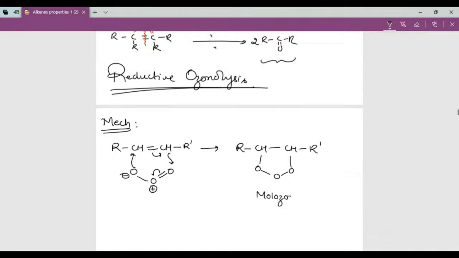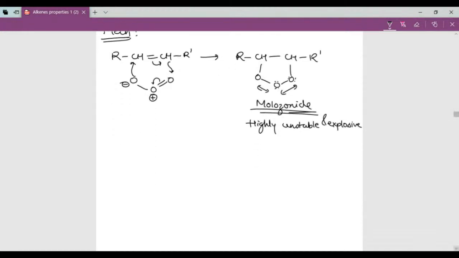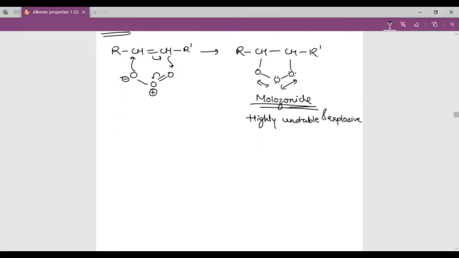As soon as it adds, this particular thing is formed, which is called molozonide. Now, throughout chemistry, we keep saying that two oxygen-oxygen bonds, due to four lone pairs coming close, cause repulsion and destabilize the bonds. So here, it is three oxygens in a row. So the structure is highly unstable, highly unstable and explosive. So it immediately breaks into two arrangements.